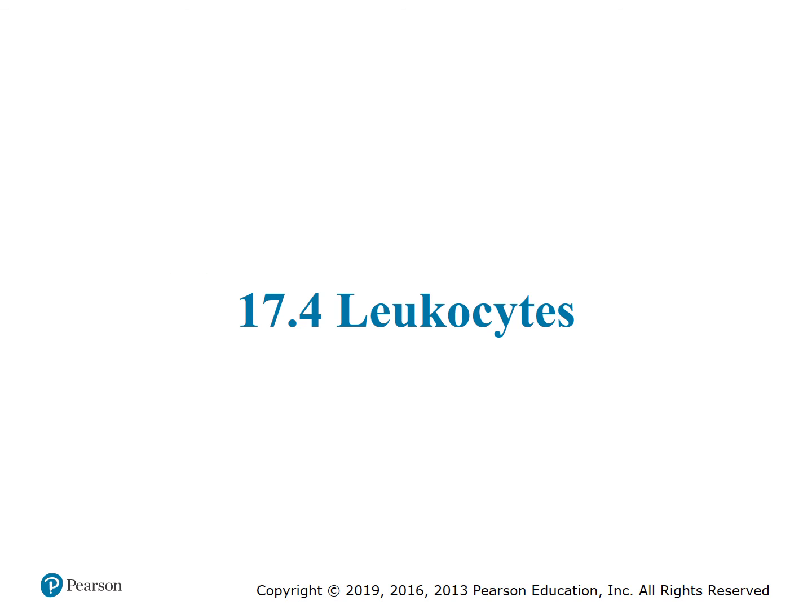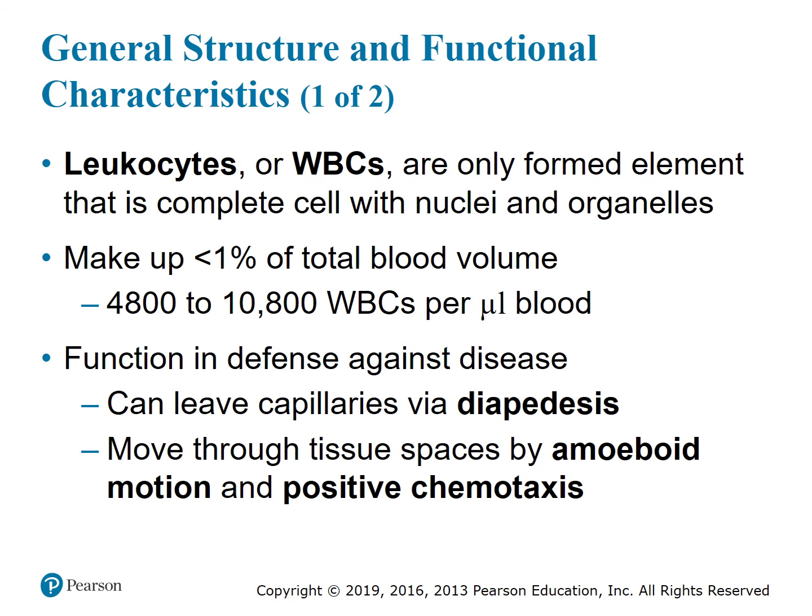17.4, leukocytes. General structure and functional characteristics. Leukocytes, or white blood cells, are the only formed element that is a complete cell with nuclei and organelles, but they make up less than 1% of the total blood volume. There are about 4,800 to 10,800 white blood cells per microliter of blood, and they function in defense against disease.